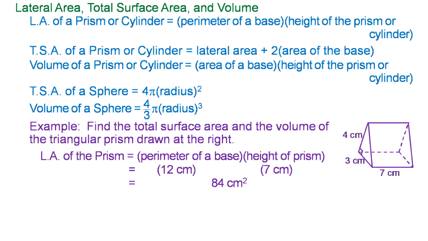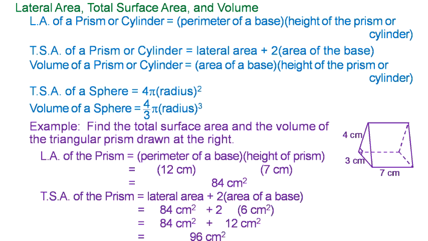This means that I can find the lateral area of this prism by performing the calculations you see here. To see why I said that the height of this prism is 7 centimeters, recall that we had to turn the prism so that the bases are the triangles. To find the total surface area of the prism, I can add this to the areas of each of the bases. This tells me that the total surface area of this prism must equal 96 square centimeters.